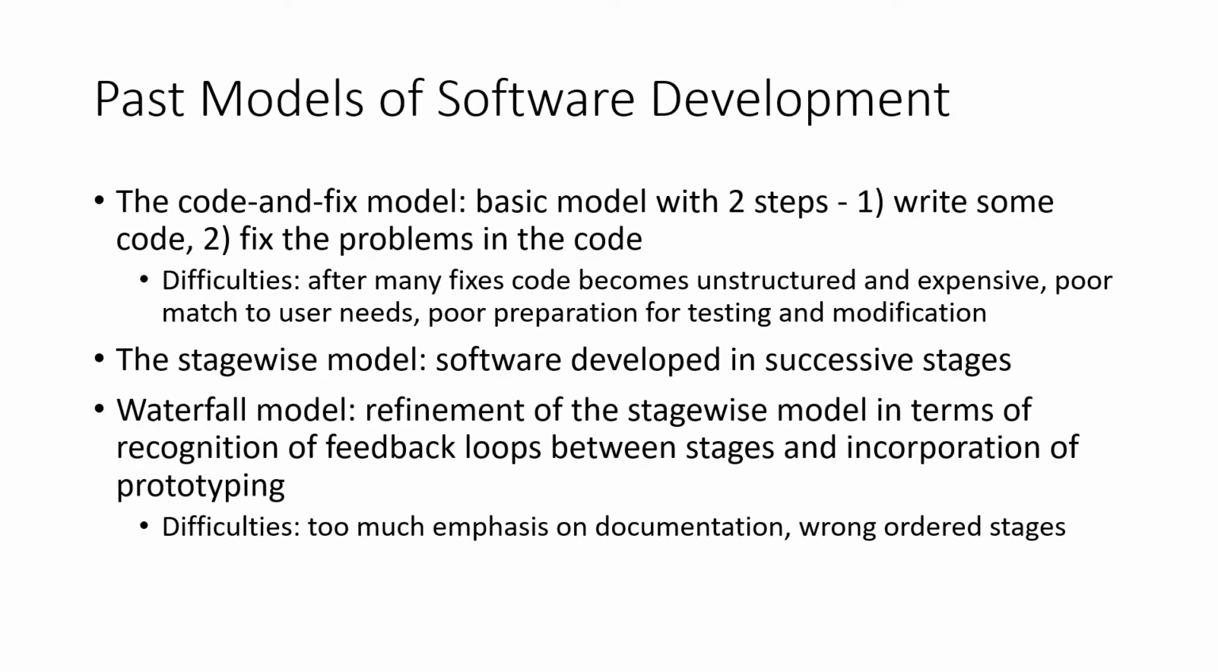Past models include the code and fix model, the stage-wise model, the waterfall model, the evolutionary development model, and the transform model. Starting with the code and fix model, this was the most basic of the models, which just starts with writing some code and then fixing that code later. This did have many difficulties. I think right off the bat you can tell that it's got very poor structured planning, so that causes the fixes to be very expensive, and there to be a number of fixes as well.